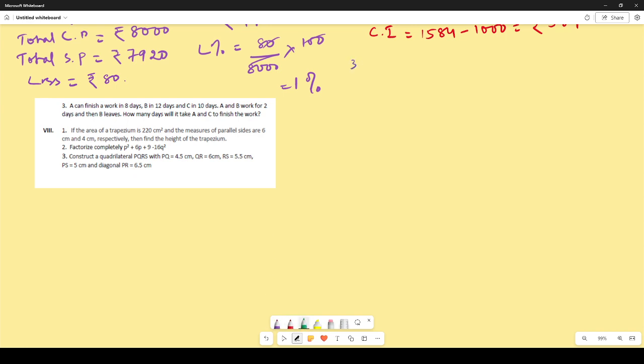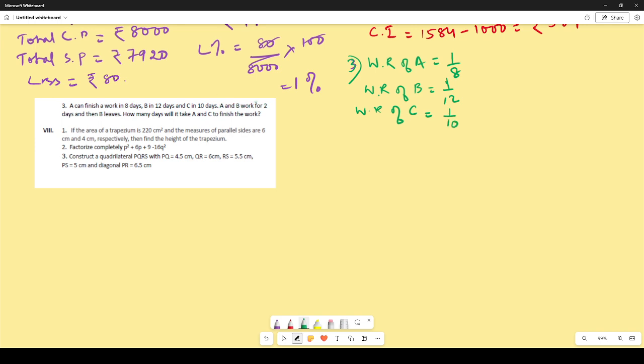Let me use a different pen. Work rate of A is what? 1 by 8. Work rate of B is what? 1 by 12. Work rate of C is what? 1 by 10. Now look at, read the question carefully.